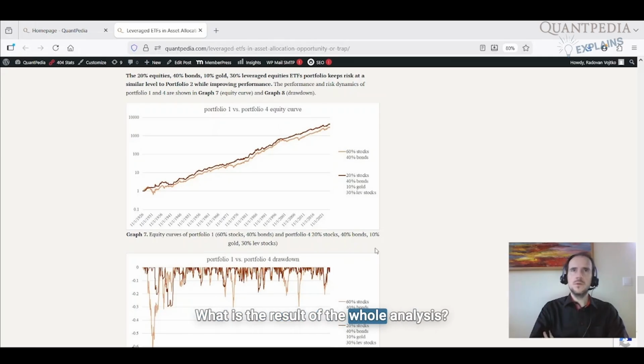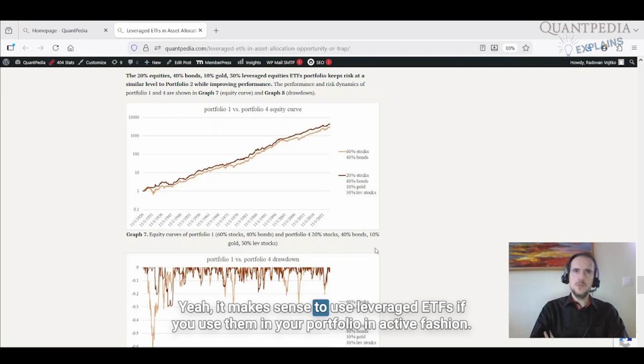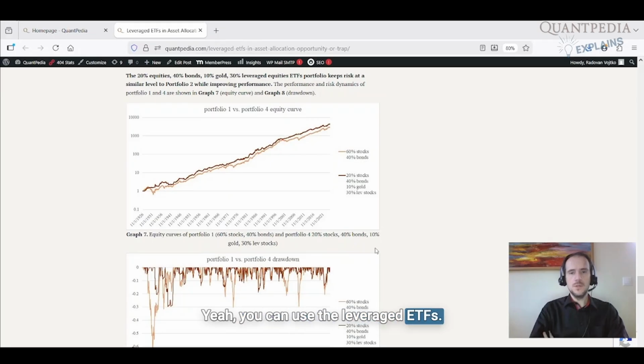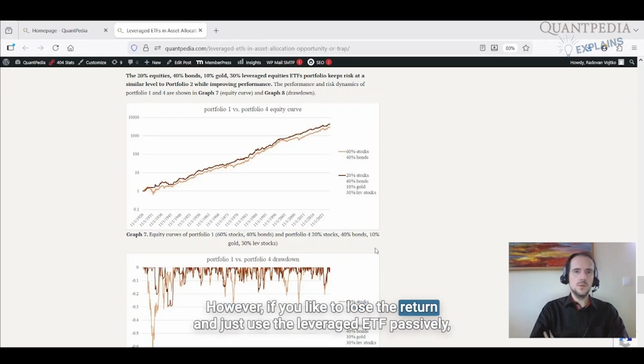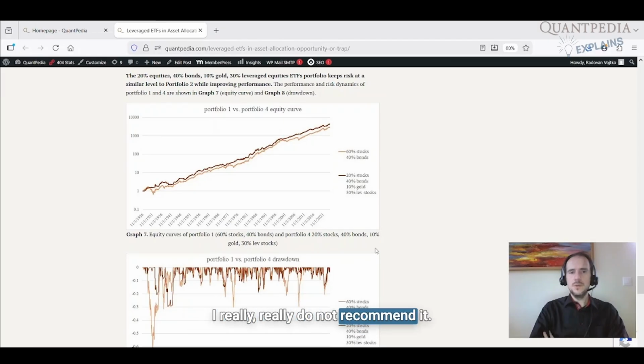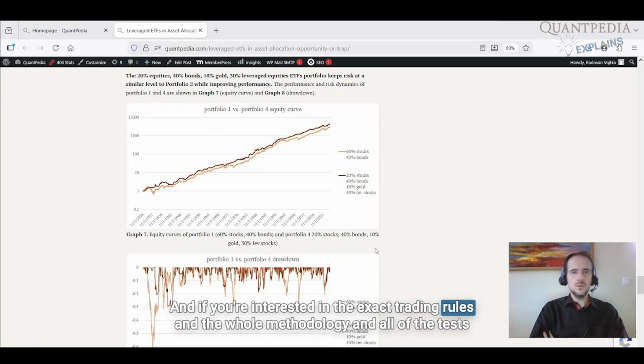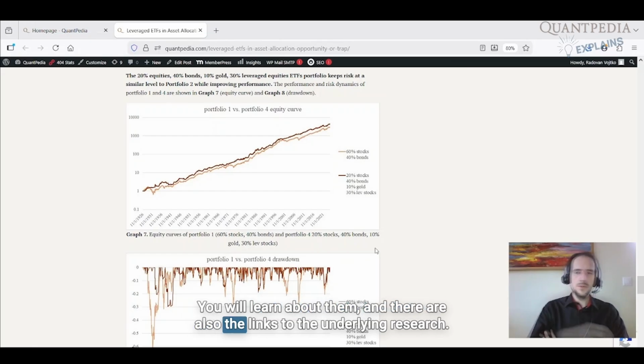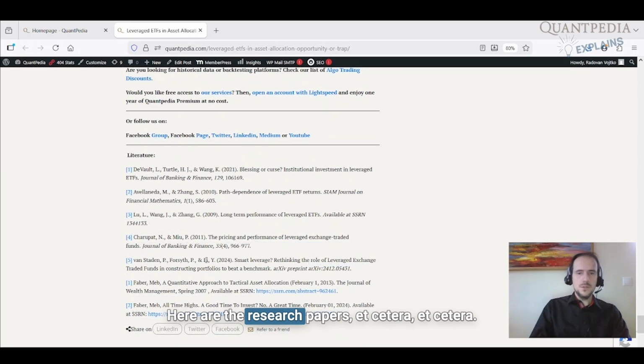So what is the result of the whole analysis? Yeah, it makes sense to use leveraged ETFs if you use them in your portfolio in an active fashion. So if you have the active overlay and you would like to boost your return, yeah, you can use leveraged ETFs. However, if you would like to boost the return and just use leveraged ETFs passively, I really do not recommend it. And if you are interested in the exact trading rules, the whole methodology and all of the tests that we've done, feel free to go through our article. You will learn a lot, and there are also links to the underlying research papers, etc.